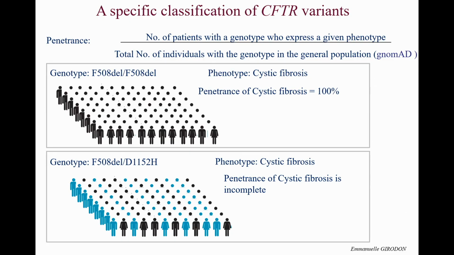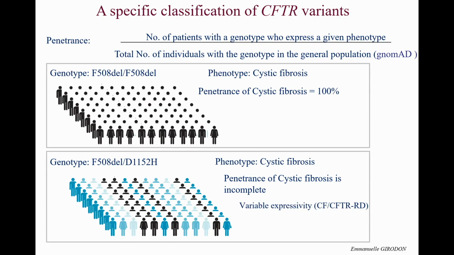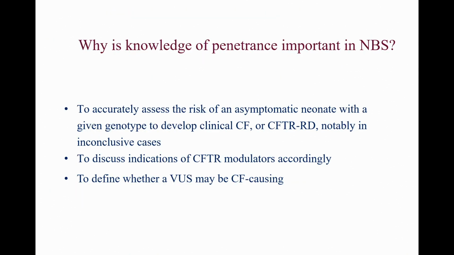So the penetrance of cystic fibrosis is incomplete, and this reflects the variable expressivity towards CF, CFTR-RD, or asymptomatic for this given genotype. So why is knowledge of penetrance important in newborn screening? Obviously, because it is important to accurately assess the risk of an asymptomatic neonate with a given genotype to develop clinical CF or CFTR-related disorder, notably in inconclusive cases.